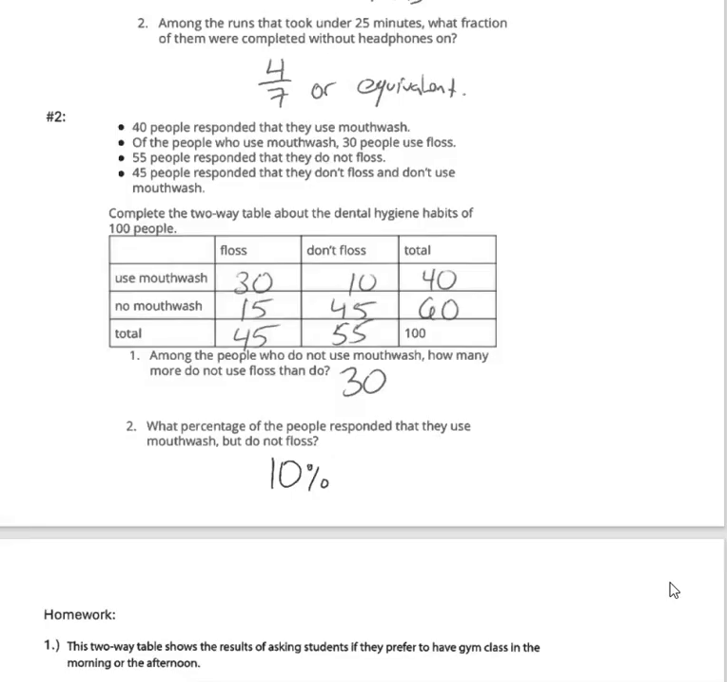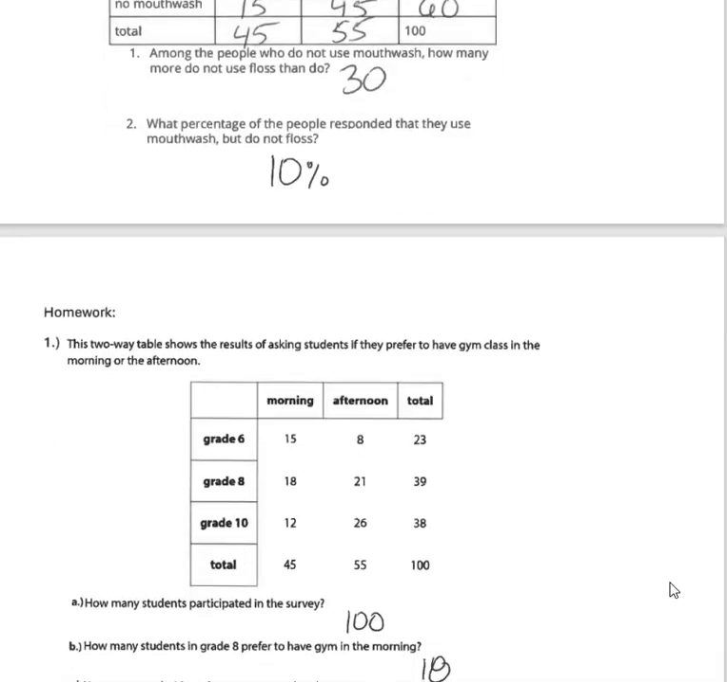The next one, a lot of people messed up on this one. They knew that don't floss was 10, and then they thought that that was 10 out of the 40, but it says what percentage of people responded. So we had 100 people that we checked in with, 10 have responded that they use mouthwash but don't floss, and that's out of 100. So that would be 10 out of 100, which is 10%.